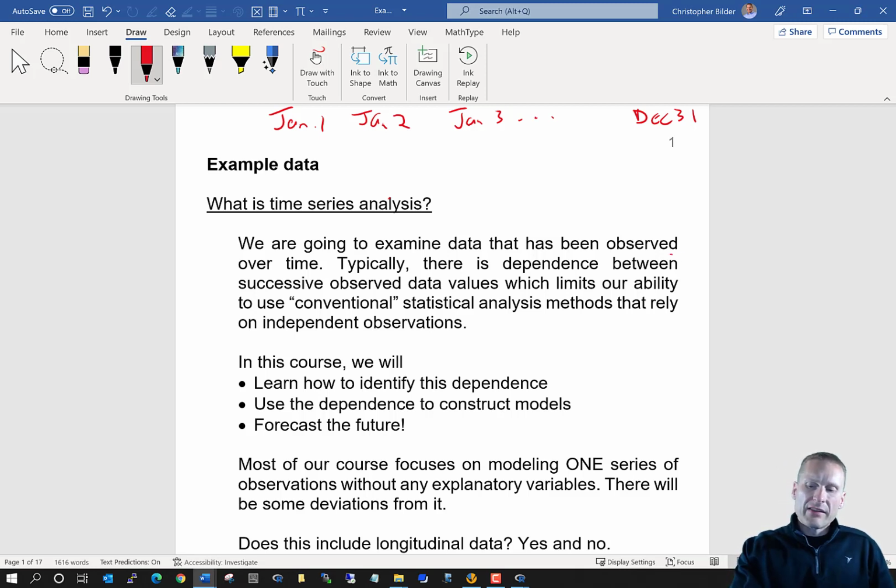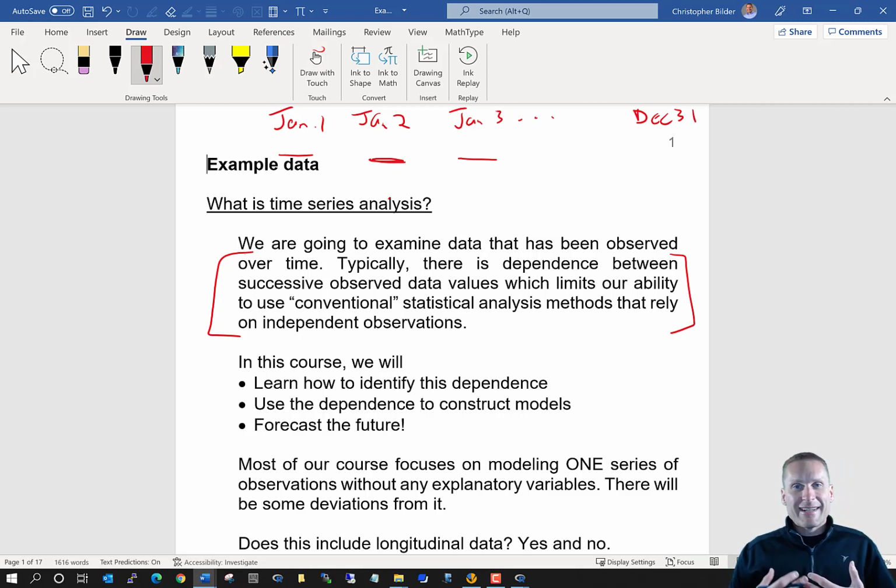And what makes time series data unique, and why typically it doesn't fit well into most statistics courses as maybe a subtopic, is that we have this dependence of observations over time, meaning, let's say, your weight on January 2nd is probably going to be somewhat dependent upon what your weight was on January 1st. Your weight on January 3rd is going to be dependent on January 2nd, and maybe also somewhat on January 1st as well. So we don't have independent observations.